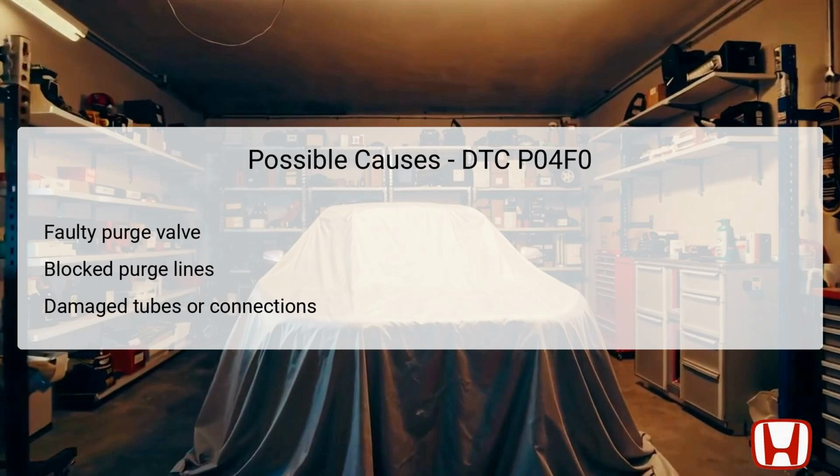The main triggers for DTC P04F0 could be a faulty EVAP canister purge valve, which may be stuck open or closed, preventing adequate vapor flow. This valve is tasked with regulating the amount of vapor returning to the engine.